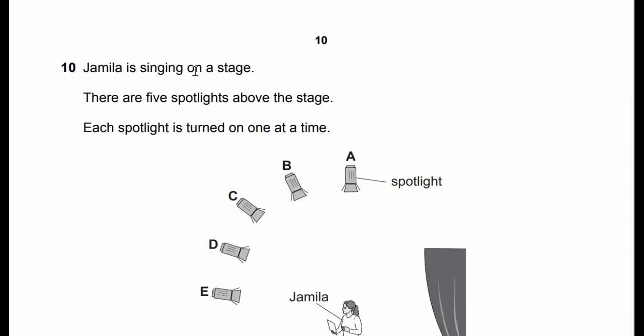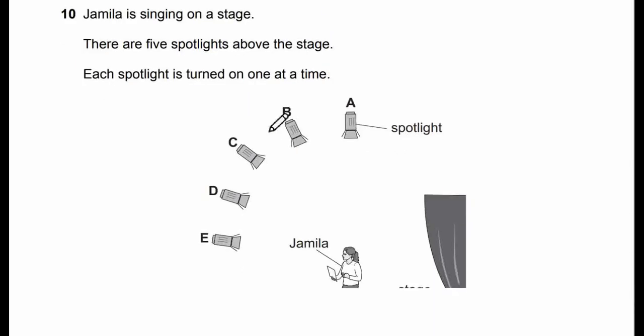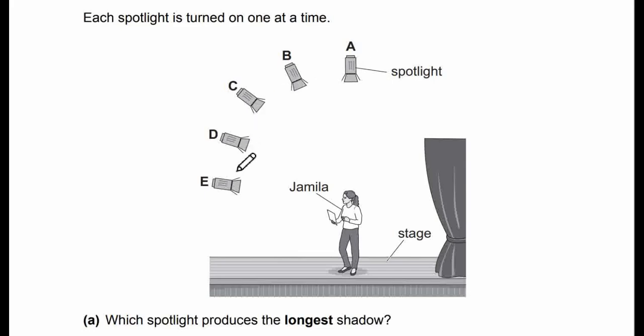Okay, Jamila is singing on a stage. There are 5 spotlights above the stage. Each spotlight is turned on one at a time. A, B, C, D, E. This is Jamila and this is the stage. Which spotlight produces the longest shadow?